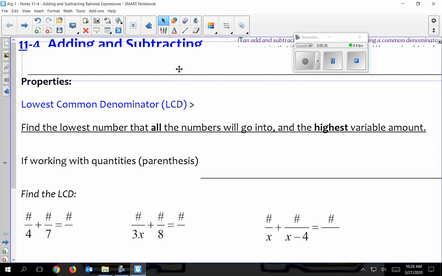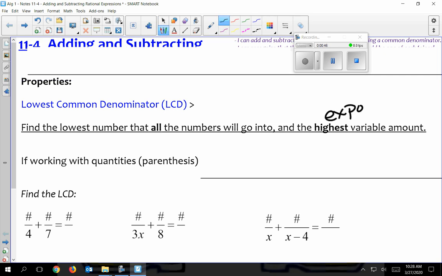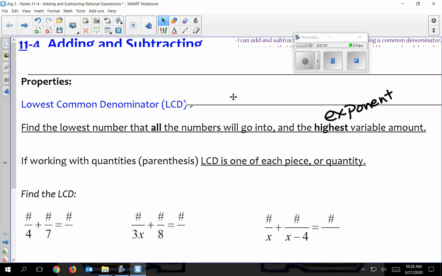We're going to find the lowest number that all the numbers will go into and the highest variable amount, so that's going to be an exponent. We're going to have to look at powers of exponents and stuff like that. If we're working with something that might be in parentheses, the least common denominator is going to be one of each piece or the quantity.